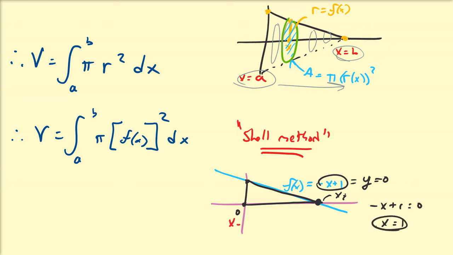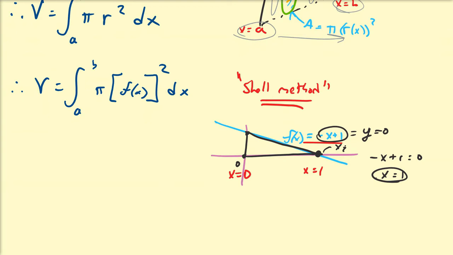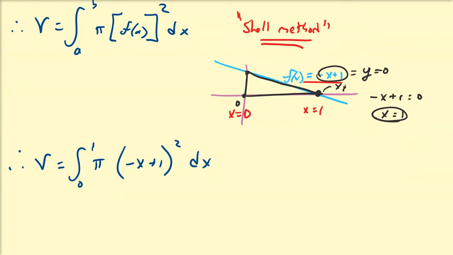So that means we need to integrate from x is equal to 0 to x is equal to 1, where f of x is negative x plus 1. So that means the volume is going to be equal to the integral from 0 to 1 of pi times negative x plus 1, the quantity squared, dx. And we can figure out this integral via the fundamental theorem of calculus.